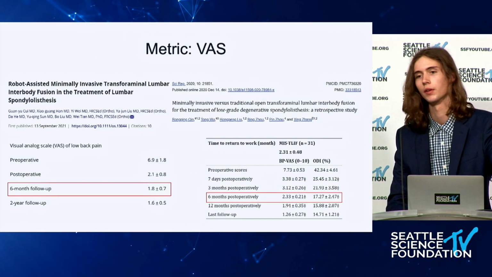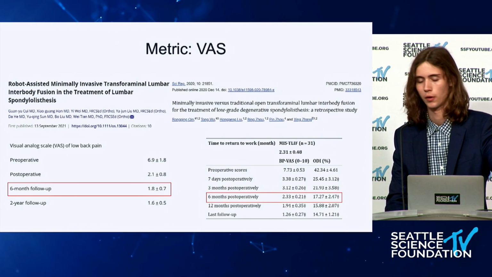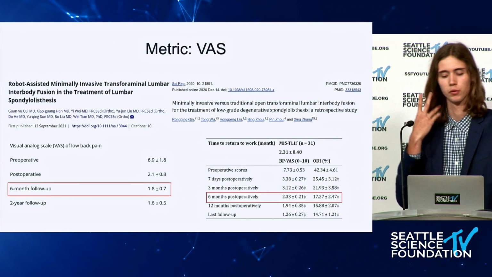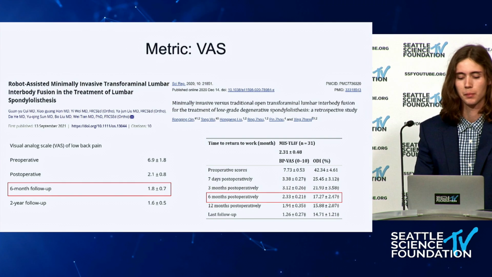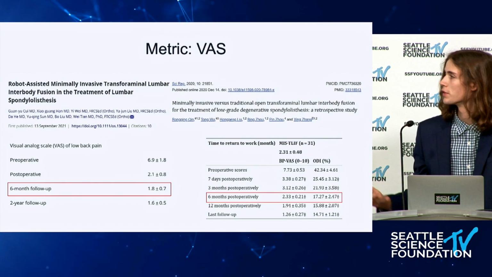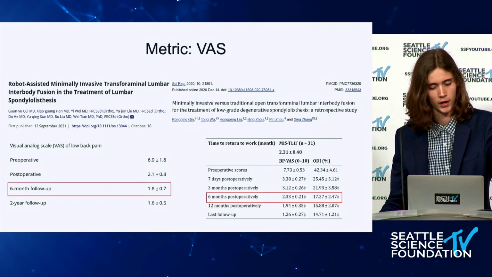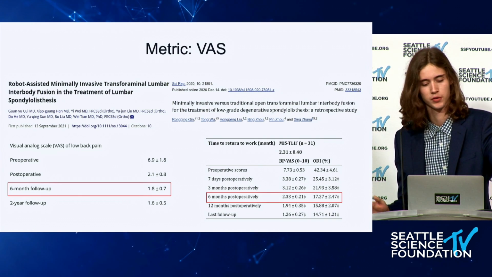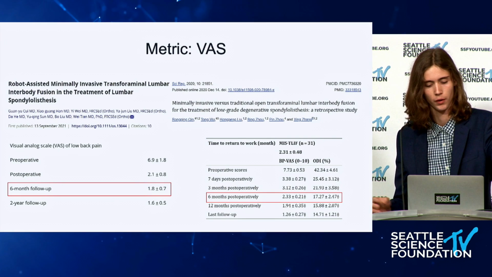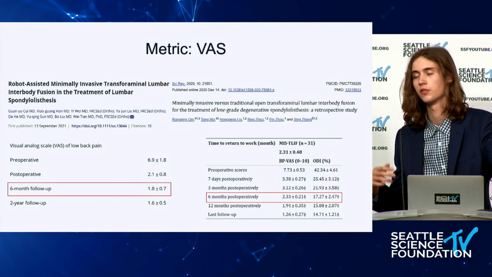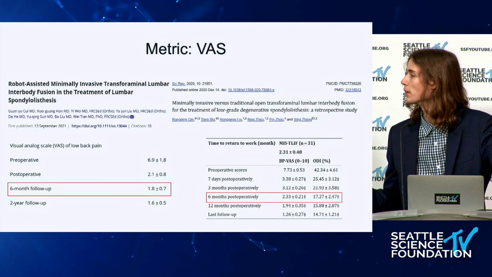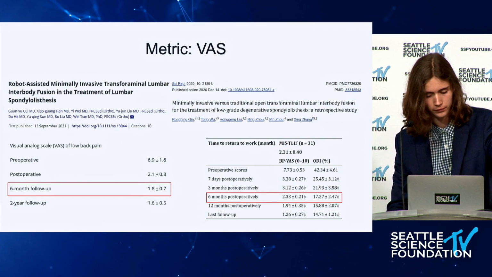So first metric, once again, this is a measure of pain post-operatively and preoperatively, but for now we're going to focus on the 6-month follow-up between these two studies. So on the left here we have the robotically assisted surgery, where the average post-operative pain rating was 1.8, whereas the traditional minimally invasive TLIF was at 2.33.